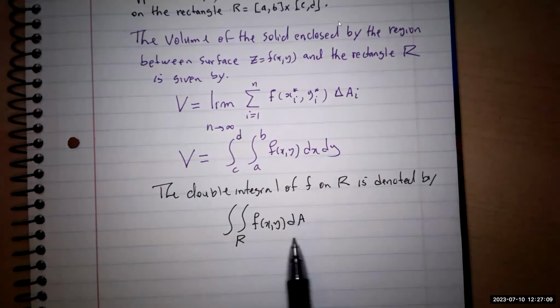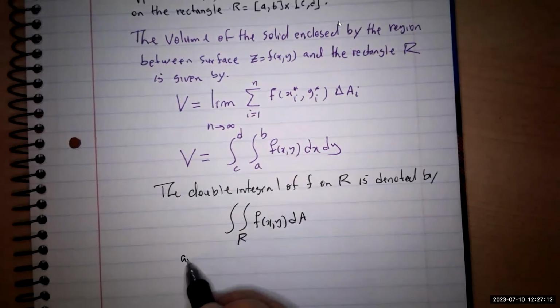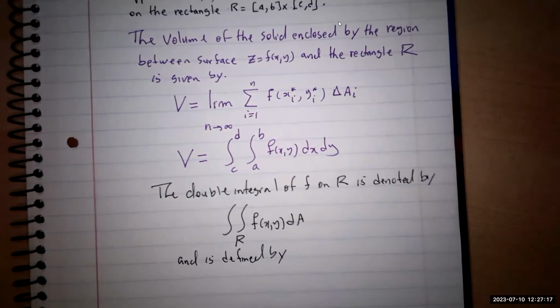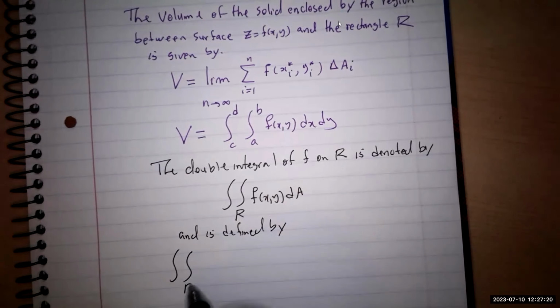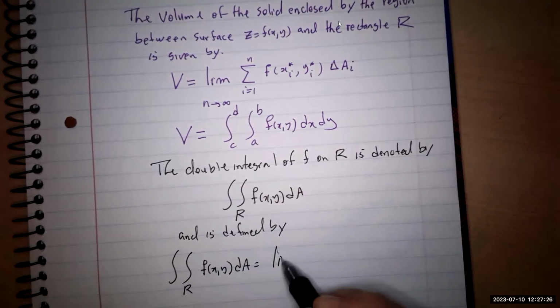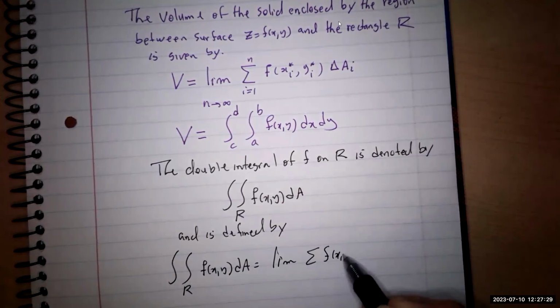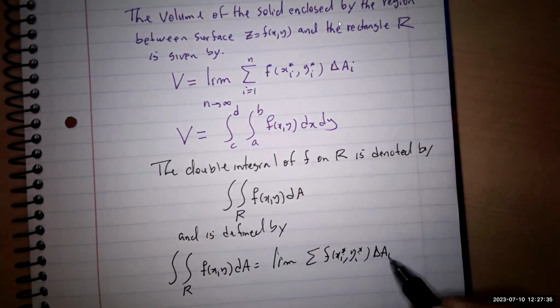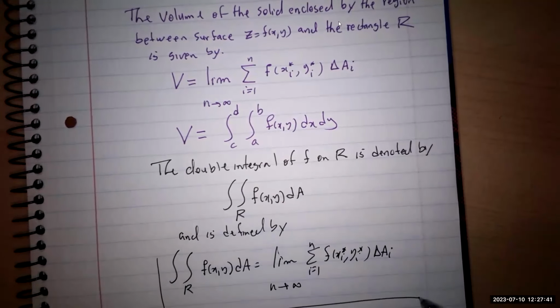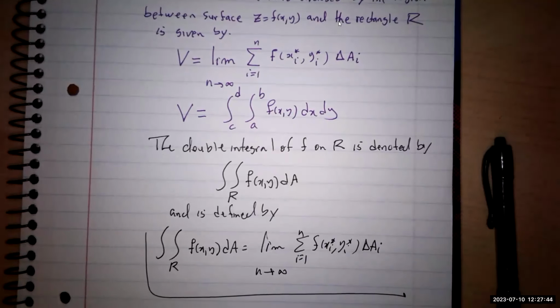So the double integral is denoted by this notation, and of course it's defined by the one that we talked about. Okay, so I rewrite it. This is officially the definition of the double integral: the limit of the sum of f of xi star, yi star, times the differential of the area, i from 1 to n, as n goes to infinity. This is the geometrical interpretation of a double integral, just the definition. Any question?